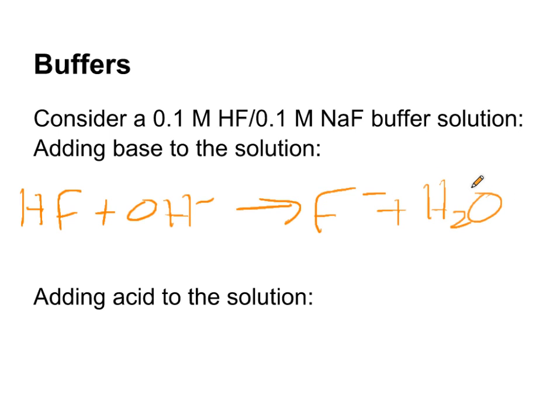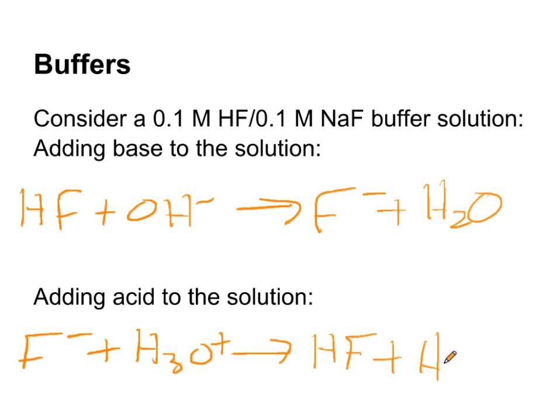If we add acid to that solution, it's going to react with the conjugate base that was already present. So our fluoride ion was already there. If we add some acid to it, just using hydronium for a generic strong acid, we're going to end up with some of the weak acid hydrofluoric acid in water. So a buffer resists changes in pH when you add acid or base to it, because there's something different for the acid and base to each react with already there.